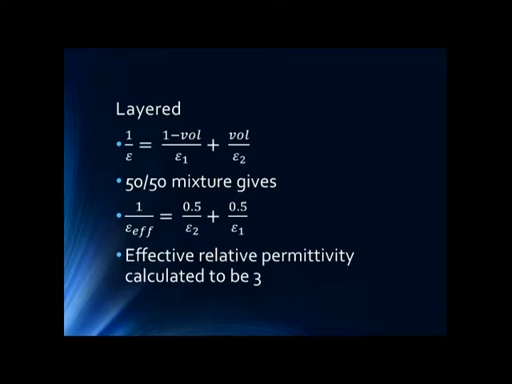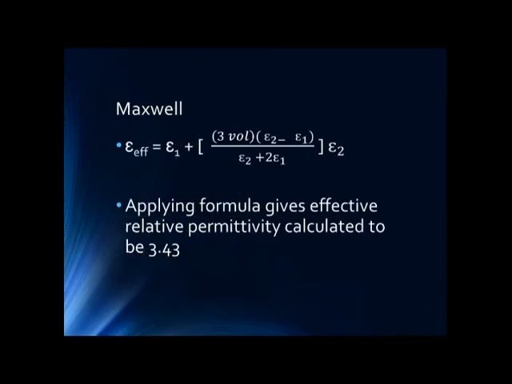If we use a 50-50 mixture, then the formula becomes as shown in the third bullet, and this is very important as it shows that the two materials, material 1 and material 2, are interchangeable in this model. Now if we move on to the Maxwell, again the volume represents the volume of material 2 in the mixture, and the materials are not interchangeable as they will produce different results if they are.